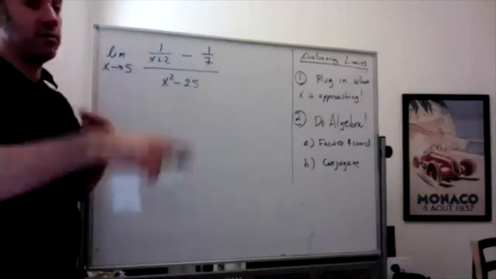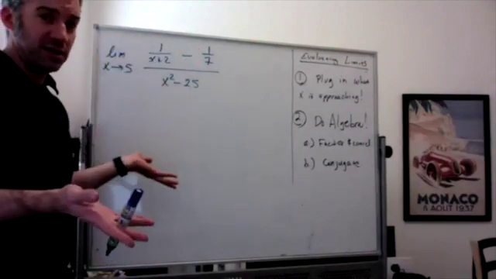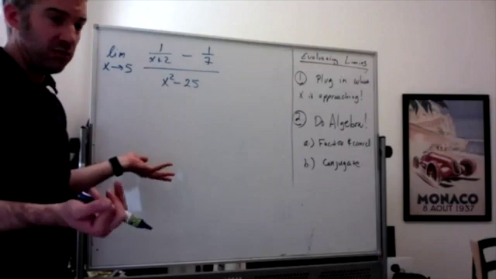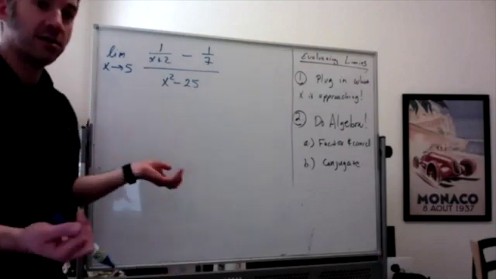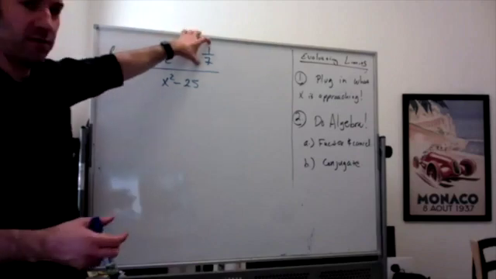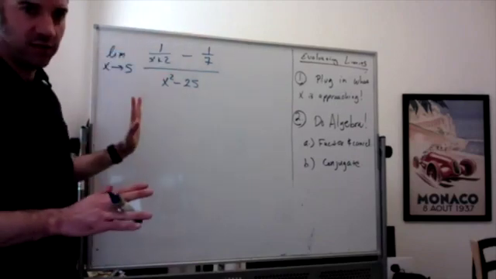Actually, before I do that, let's rewind. Do I need to do any of this work? Is this really even 0 over 0? Yeah, it is. If I plug in 5, I get 1/7 minus 1/7. If I plug in 5, I get 0. So yes, it's 0 over 0.